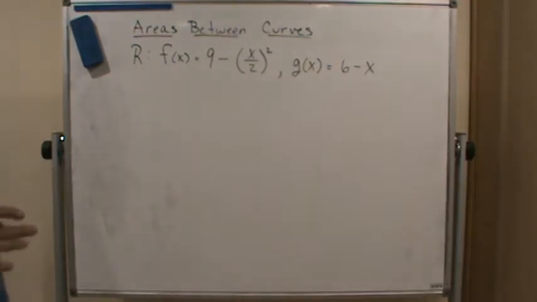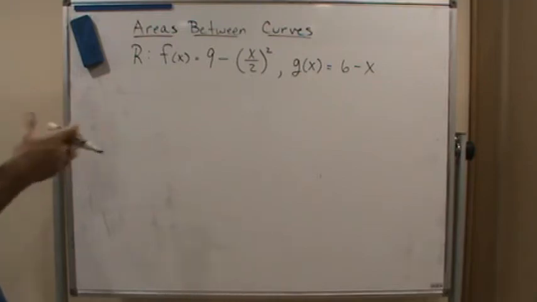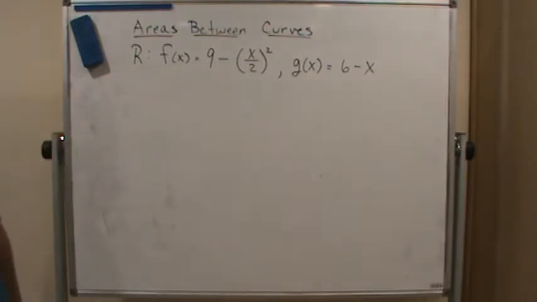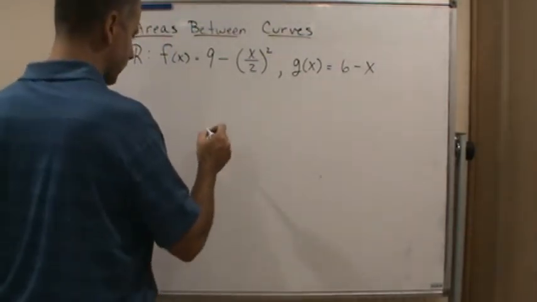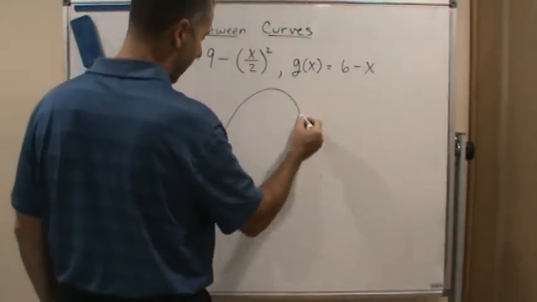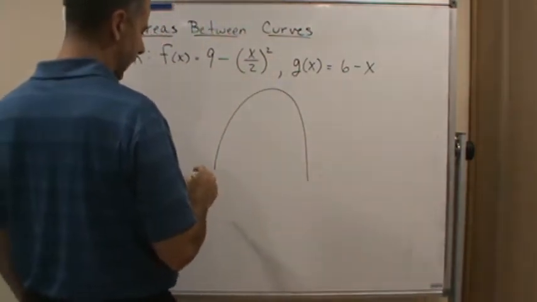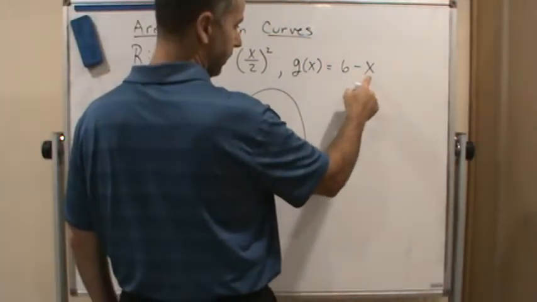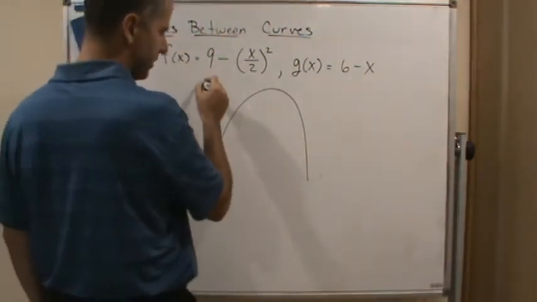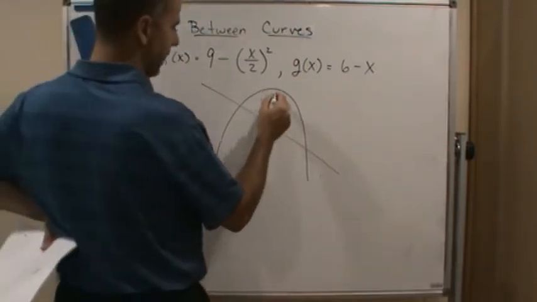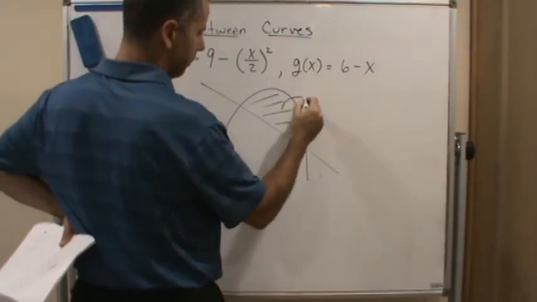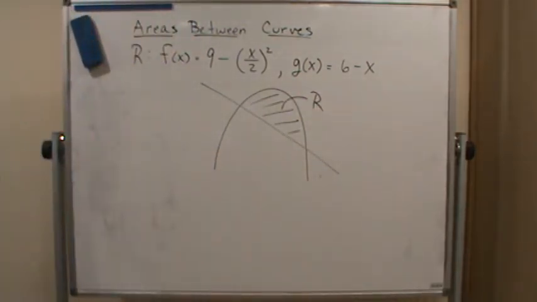Well, the first thing we need to do is find out where the graphs of these two functions intersect. Now, we can graph it on your graphing calculator to get an idea. It looks something like this. We have a parabola, and then we have another function that's a straight line. So we need to find where those two intersect, because this is the region that they want us to find the area of.